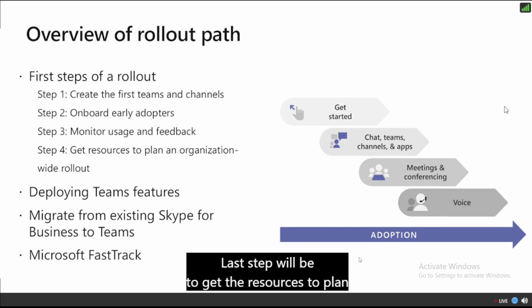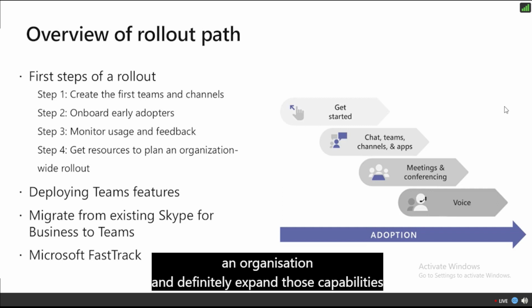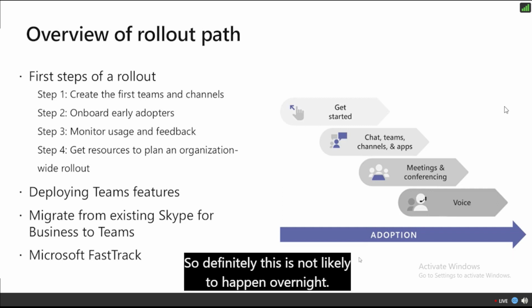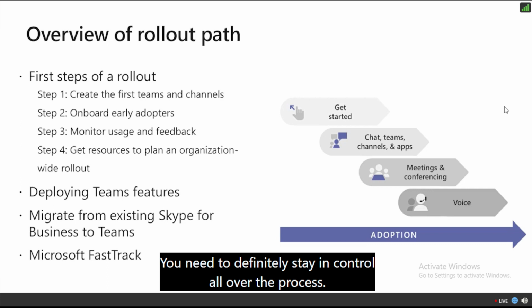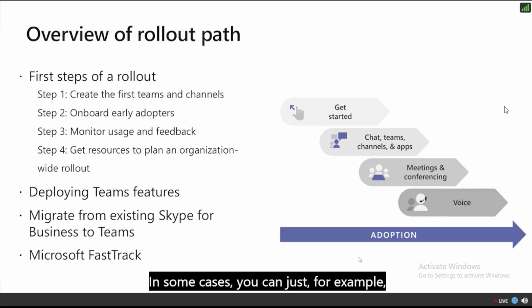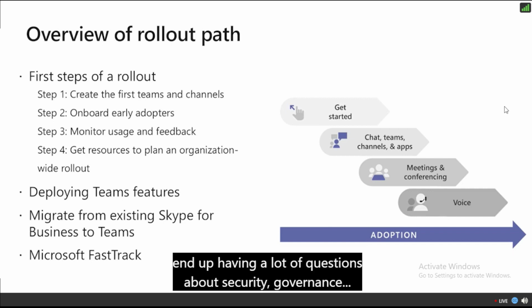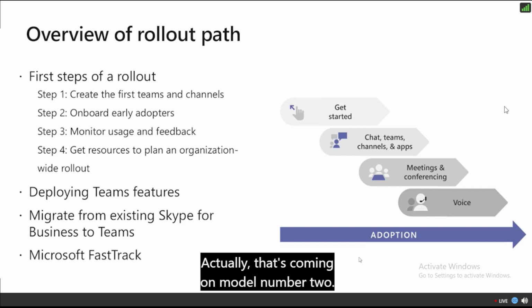Last step will be to get the resources to plan that organization and expand those capabilities to the whole organization. This is not likely to happen overnight. It needs to be planned carefully, and you need to stay in control over the whole process. In some cases, you will have a lot of questions about security and governance, how it works. So this is actually one of the first things you also need to work on, and that's coming up in module number 2.